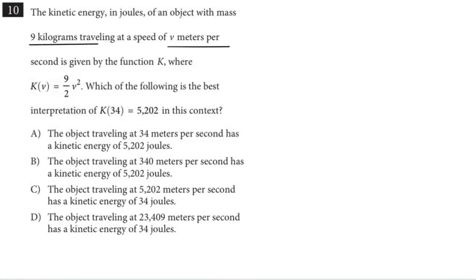At the speed of v meters per second is given by the function k, where k is such a function, its domain is speed, and k gives you the kinetic energy by this formula. Which of the following is the best interpretation of k of 34 equals 5,202 in this context? So I know that this 34 is a speed, and this gives you the kinetic energy. So let's see what the options are.